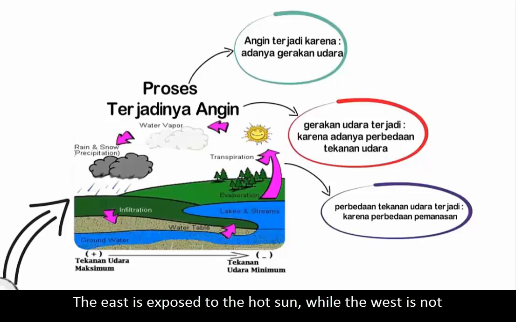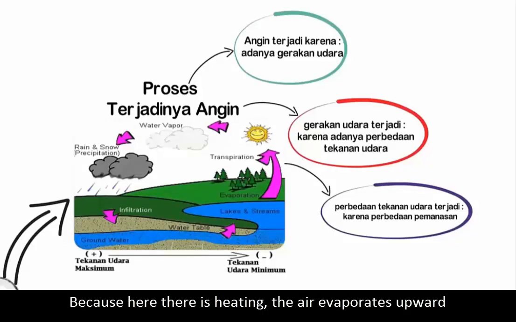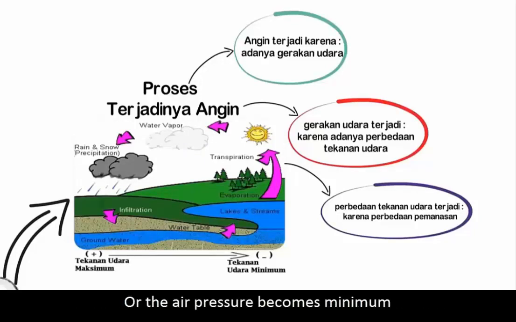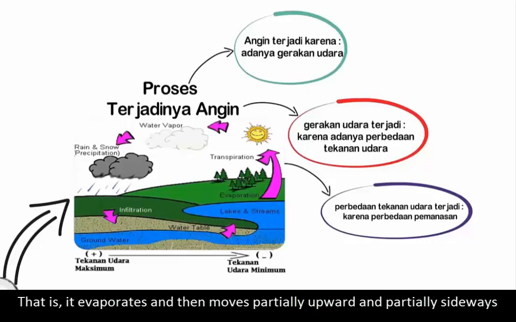The difference in air pressure occurs due to differences in heating. The east is exposed to the hot sun, while the west is not. Because here there is heating, the air evaporates upward, so that the amount of air pressing on the Earth's surface, or the air pressure, becomes minimum, because some of the air evaporates. Still remember the process of air pressure. That is, it evaporates and then moves partially upward and partially sideways.